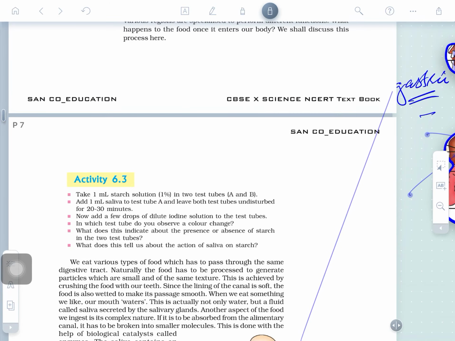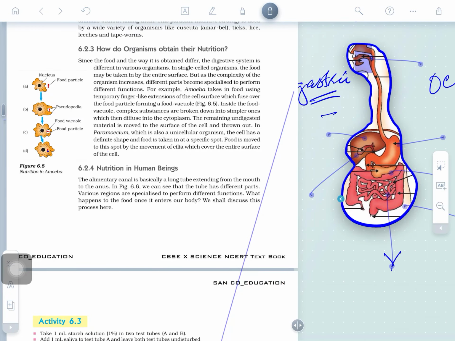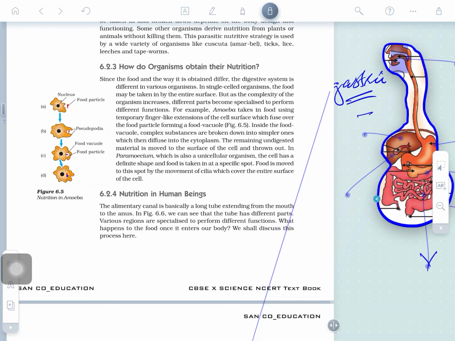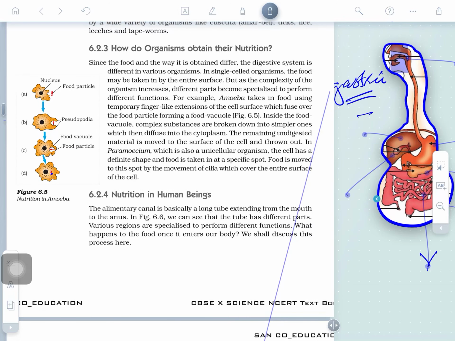And in that, how can we understand the concept of the digestive system, nutrition in amoeba? We studied nutrition in amoeba yesterday. Amoeba is a unicellular organism. Amoeba engulfs the food into its body, and through a 5-step process it digests the food and assimilates it, and the undigested part of the food is removed from the body of amoeba.